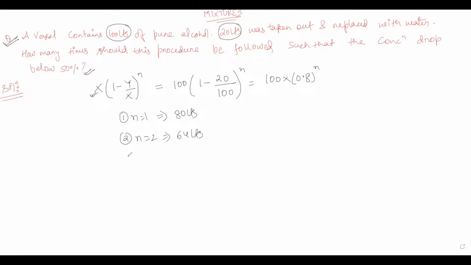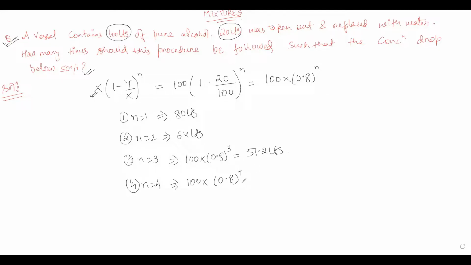In a similar way, if you check for n equals to 2, that would be 64 liters. Now, if we check for n equals to 3, in that case, this would be 100 times of 0.8 raised to power 3. So if you calculate this, this would be 51.2 liters. Now, I can say that if I take n to be 4, this would be 100 times of 0.8 raised to power 4.